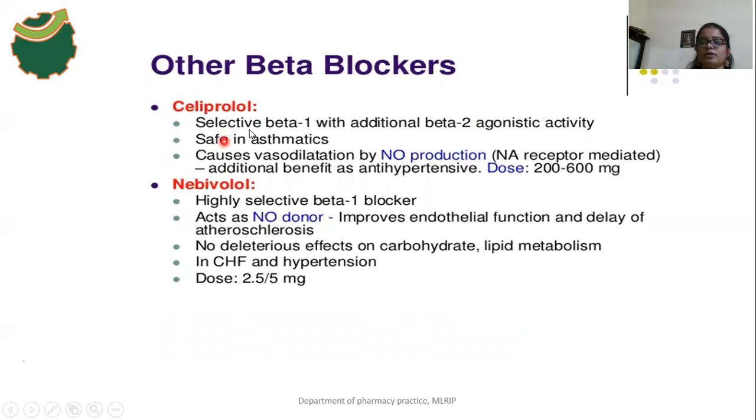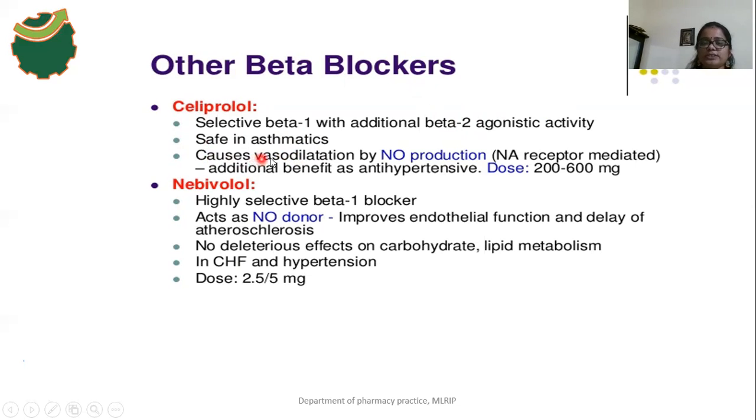The next one is celiprolol. This drug is a selective beta 1 blocker with additional beta 2 agonist activity. It blocks the beta 1 receptors, and additionally has beta 2 agonist activity. It is safer in asthmatic patients because it blocks only beta 1 receptors and does not block beta 2 receptors. Additionally, its beta 2 agonist action causes dilation, so the drug is safer in asthmatic patients.